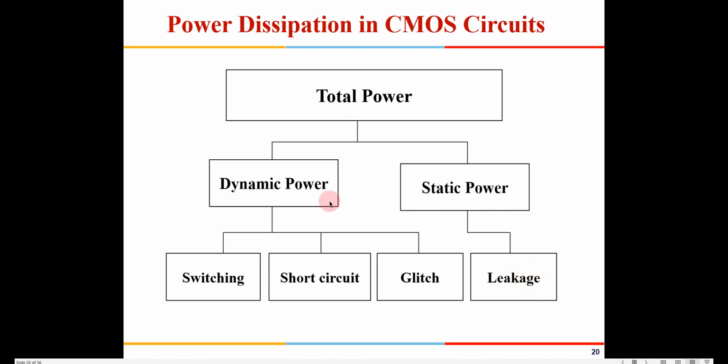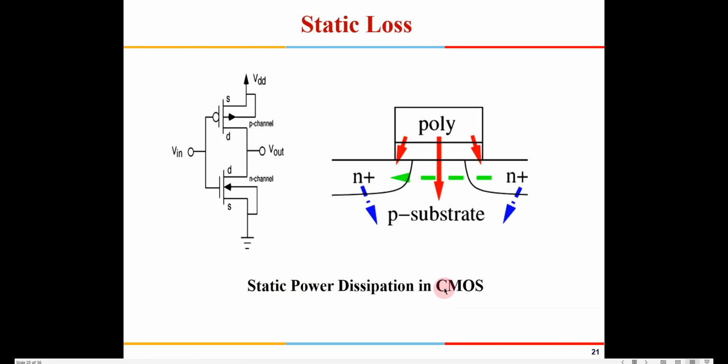Dynamic power is whenever the input is changing from 0 to 1 and accordingly the output is changing from 1 to 0 or 0 to 1. Within dynamic power there are several kinds of power, switching, short circuit. We'll see each one of them in brief. Okay, so static loss. Static loss can happen because of several factors.